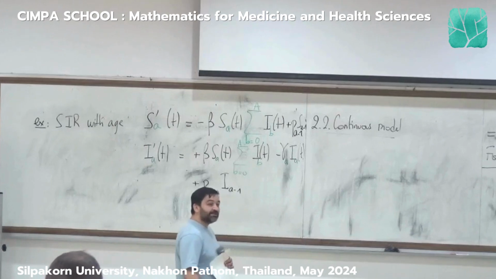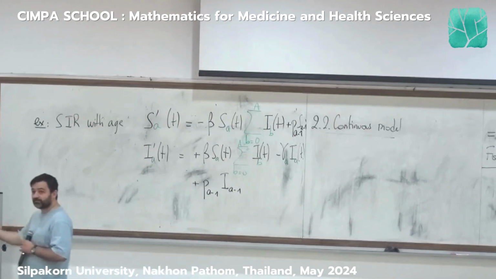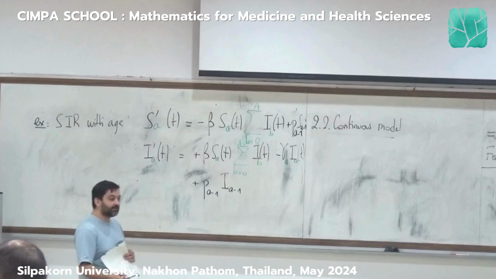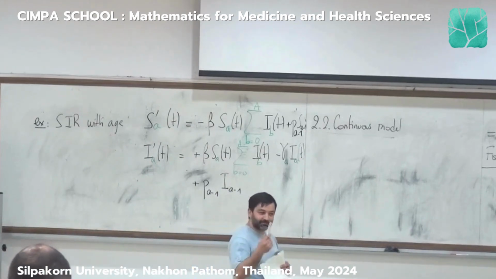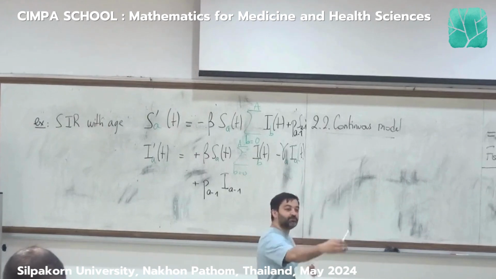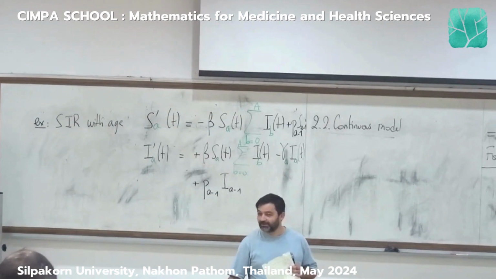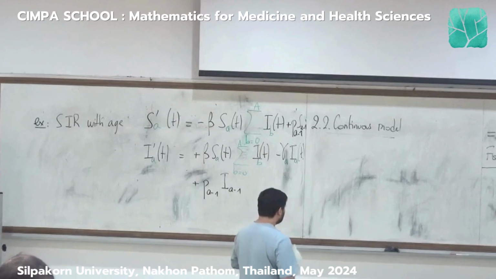So aging is actually not a discrete process. Of course, we celebrate the birthday every year. Sometimes we will forget to celebrate. But aging is actually a continuous process. We are getting older and older every day, every time, every second.